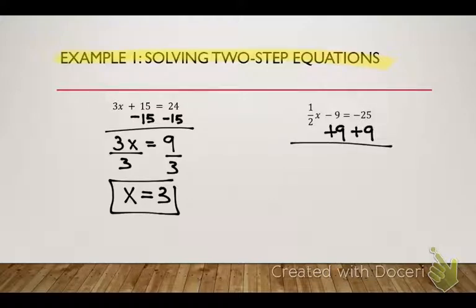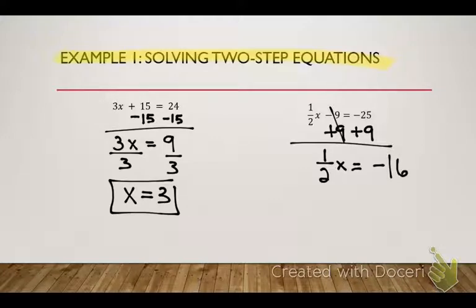And now that the 9's cancel out on the left side, what's left? What do I bring down? 1/2 x equals, okay, I got to be careful. What do you see here between these two numbers that I'm simplifying? A positive and a negative. So do I add them or subtract them? Subtract, and I take the sign to make negative 16.